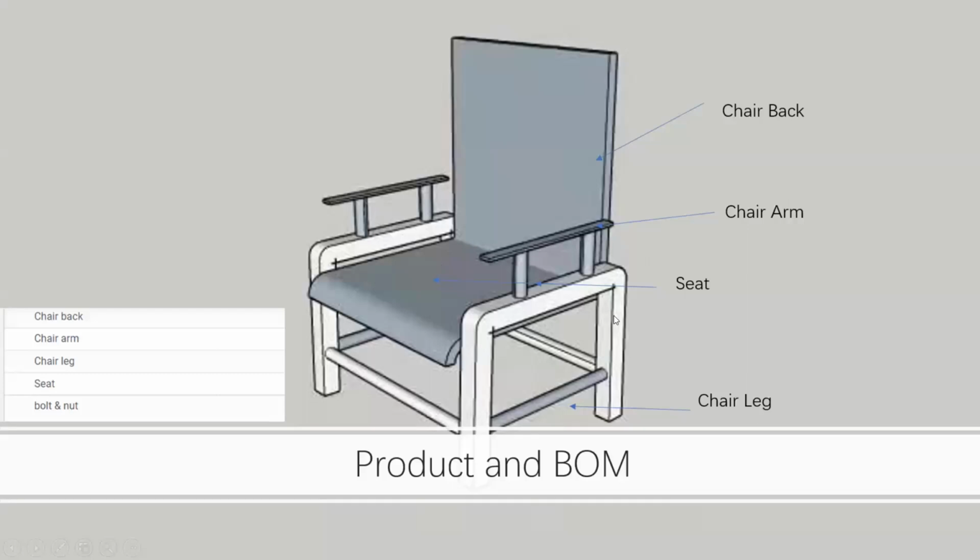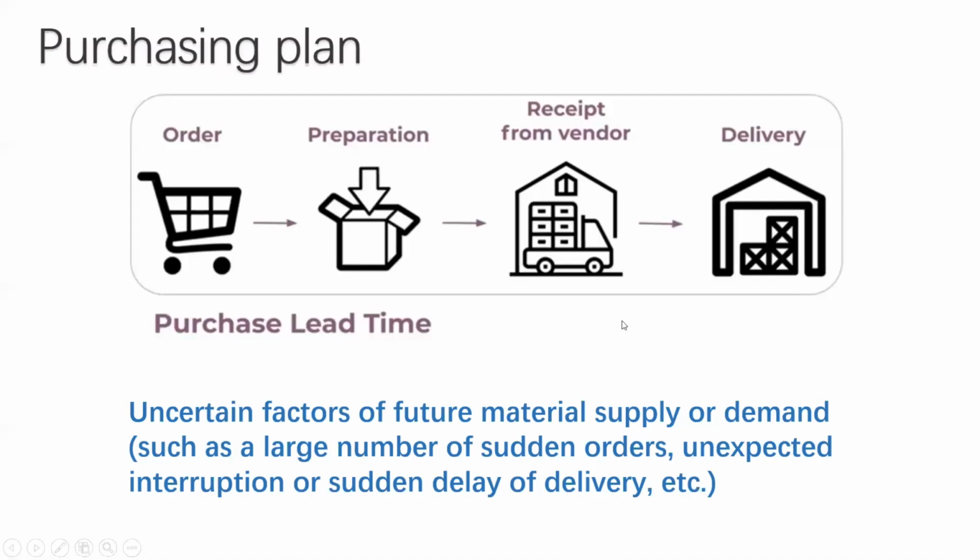So here is our product. It's a sketch of our product, which shows its bill of materials. It consists of 4 chair legs, 1 seat, 2 chair arms, and 1 chair back.